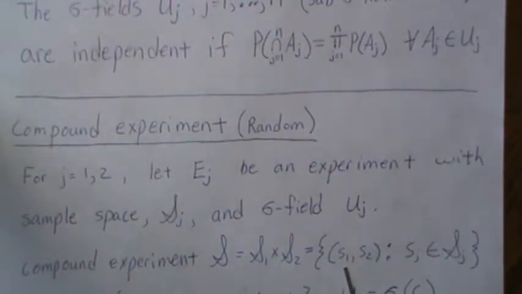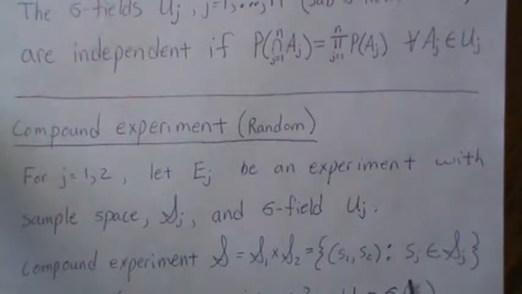So the first component has only outcomes from experiment 1, and the second component has only outcomes from experiment 2. Okay, so that's our sample space. So now how do we create a sigma field associated with this sample space?